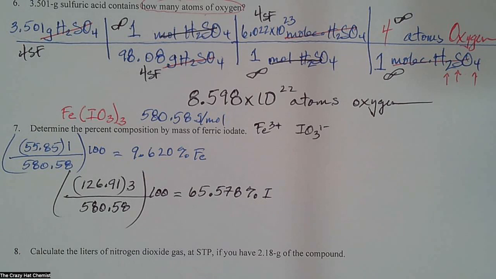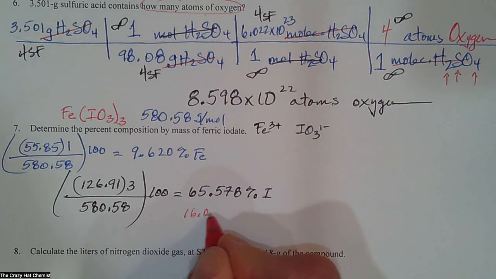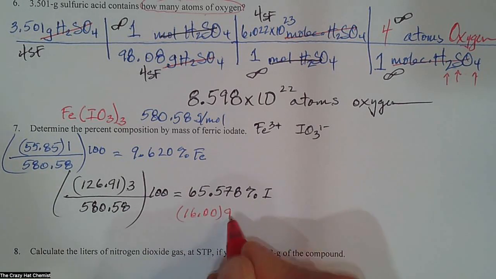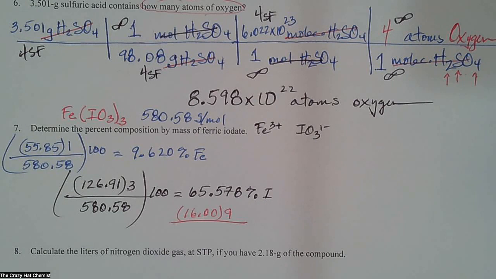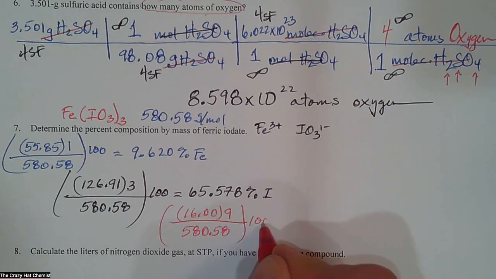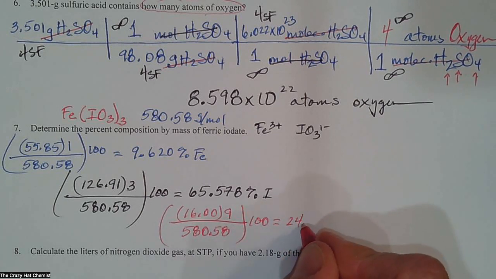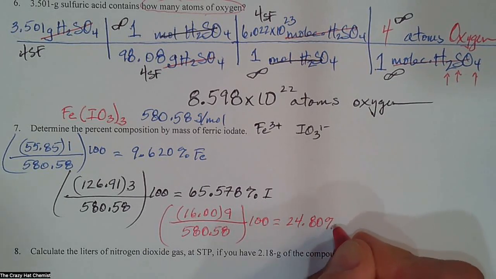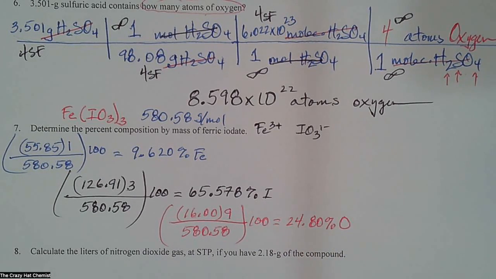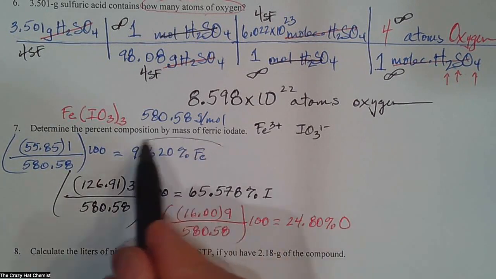And then the percent of oxygen here: the molar mass for oxygen is 16.00. There are 9 of them. And I'm going to divide by the molar mass of the entire compound. That's 580.58. I'm going to multiply by 100. And then I'm going to get the rounded answer with 4 significant figures of 24.80% oxygen. Fantastic.